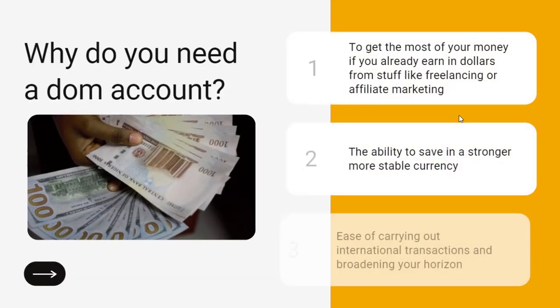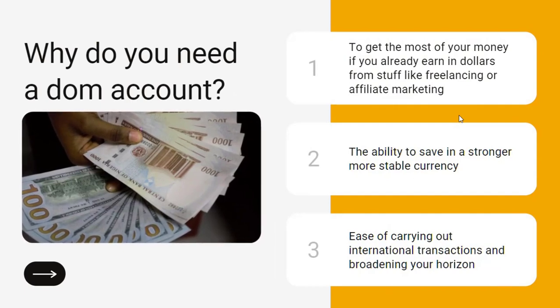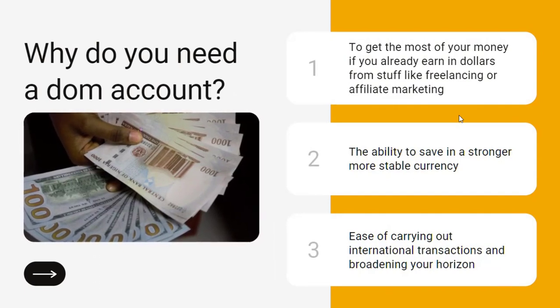So the first question that comes to mind is, why do you need to open a DOM account? To answer the question, number one, I'd say to get the most of your money if you're already earning dollars from stuff like freelancing or affiliate marketing. If you are earning in dollars, then it's a really good idea to get your money in dollars rather than convert in the really low, crappy dollar exchange rates that you get from the banks or other payment platforms like PayPal or Payoneer and stuff.